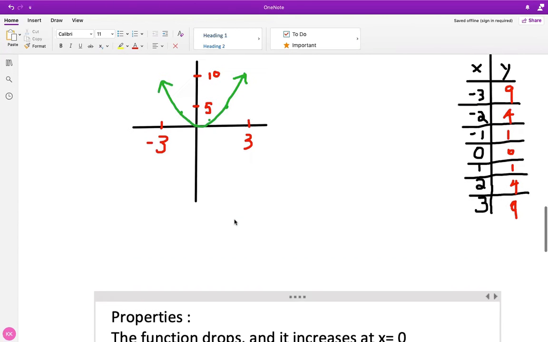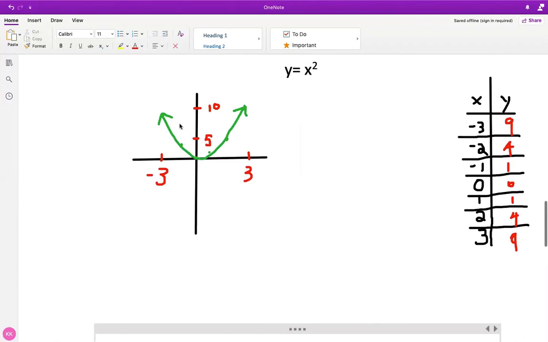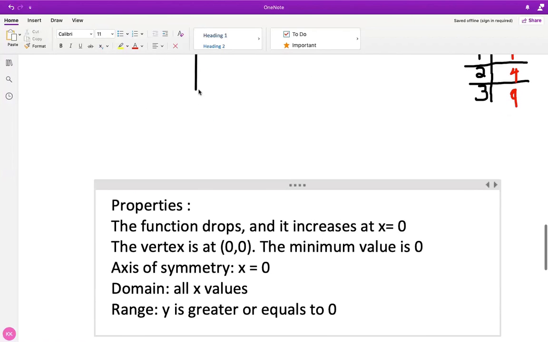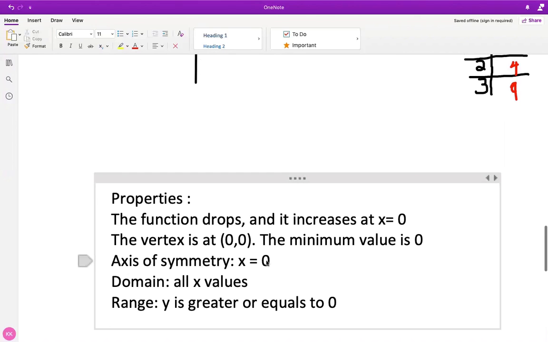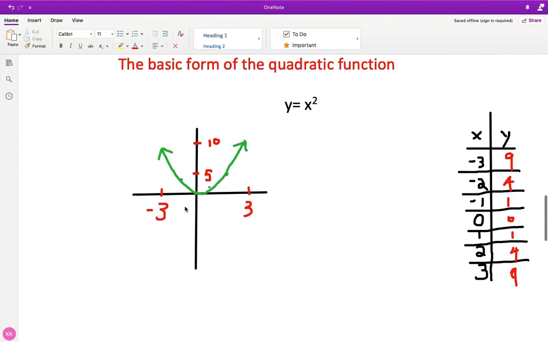We also found that this function is symmetric. If we use the y-axis as our reference line, we find that this is a symmetric diagram. So the axis of symmetry is x equals 0. What about the domain and range for this function? The domain is all x values, and the range is y greater than or equal to 0. These are all the basic properties of the basic function y equals x squared.